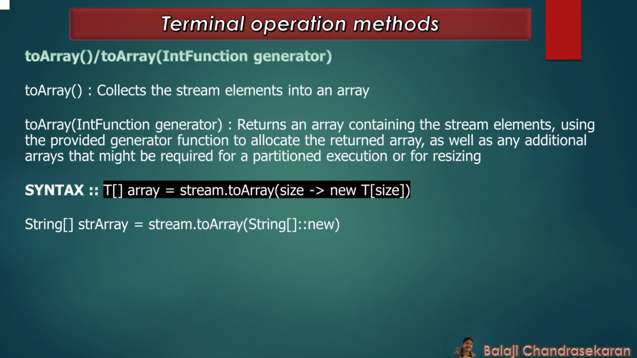The toArray method provides a convenient way to convert the elements of a stream into an array, which can be useful in various scenarios such as when we need to pass the elements of the stream to a method that expects an array as an input.